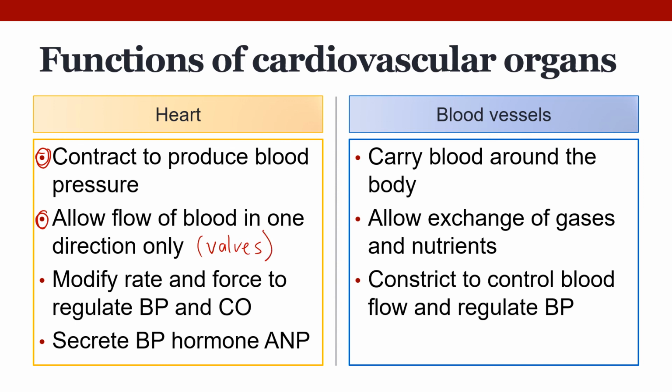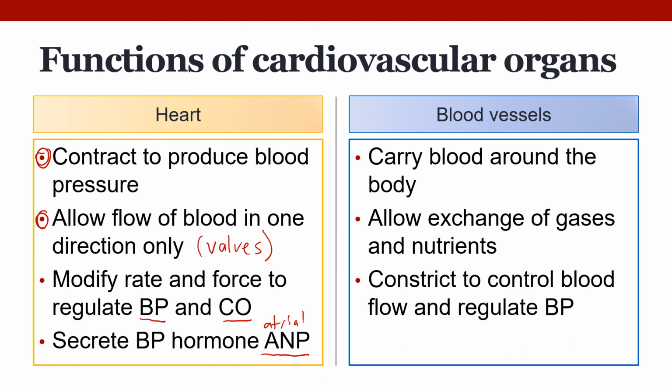It has to modify its rate of contraction, heart rate, and contraction force to regulate two things: blood pressure and cardiac output. Blood pressure, we all know. Cardiac output is the rate at which blood is flowing from the heart, coming out of the heart to the rest of the body. And finally, the heart has to secrete a blood pressure hormone called ANP. The A means atrial, and that means it comes from the atria of the heart. We'll talk about the regulation of blood pressure more in this unit as we get to the physiology part.